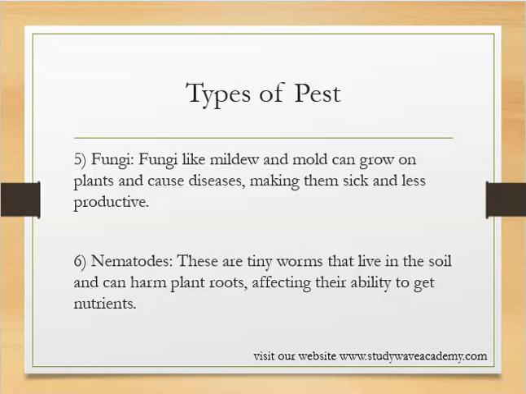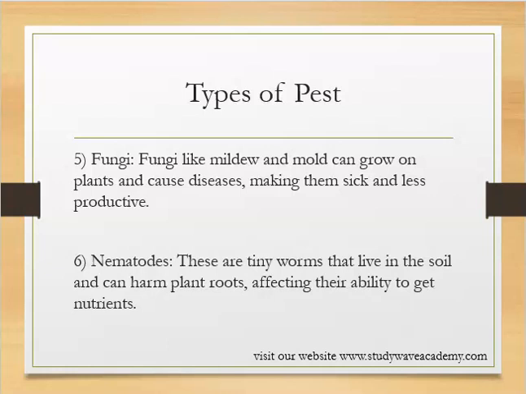We have the nematodes. They are tiny worms that live in the soil. They can harm plant roots, affecting their ability to get nutrients. So all these are types of pests. They are what? Types of pests.